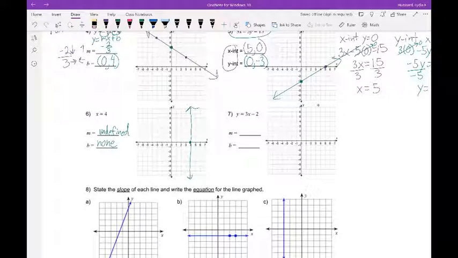So again, x equals some number is a vertical line. We also need to remember that if we had y equals a number, that's going to be a horizontal line. And we'll get to that a little bit later.